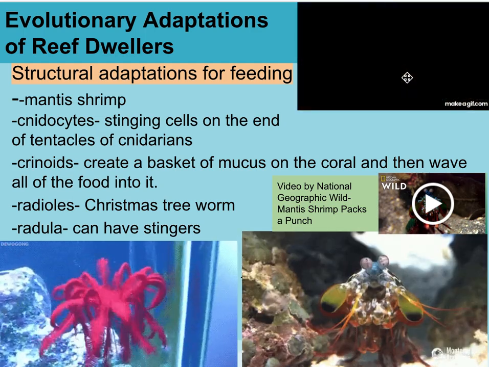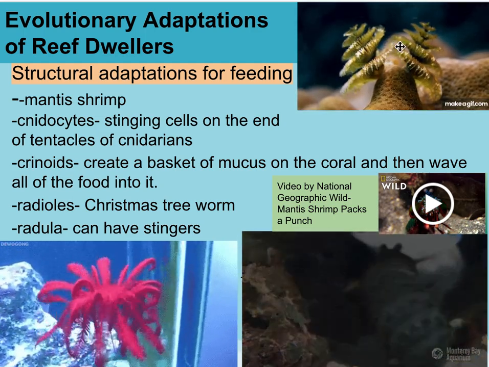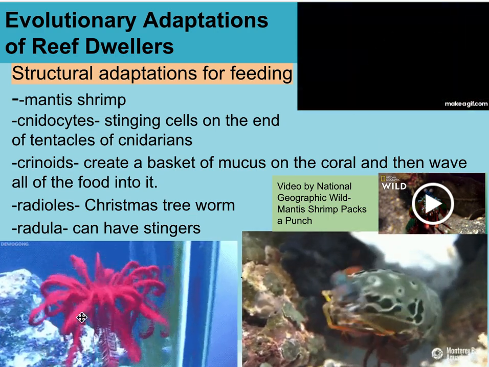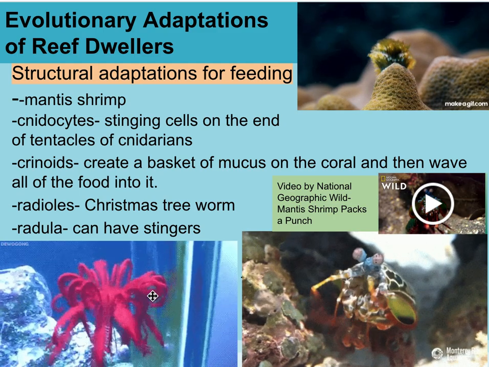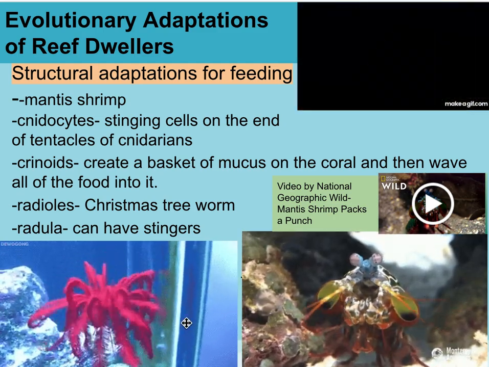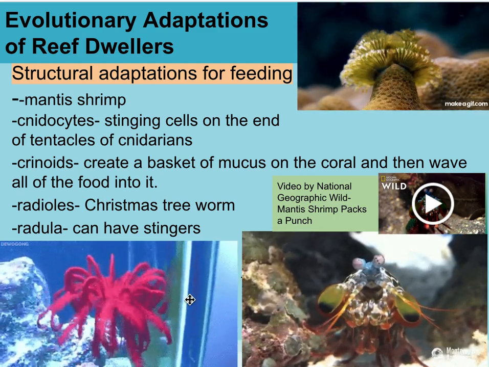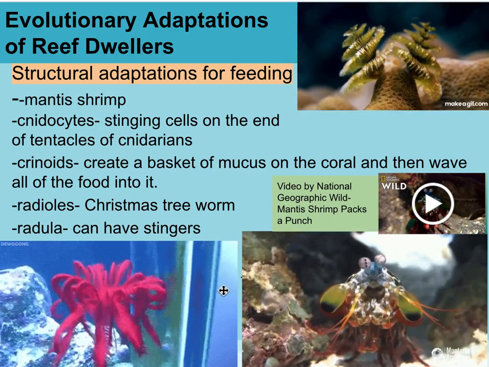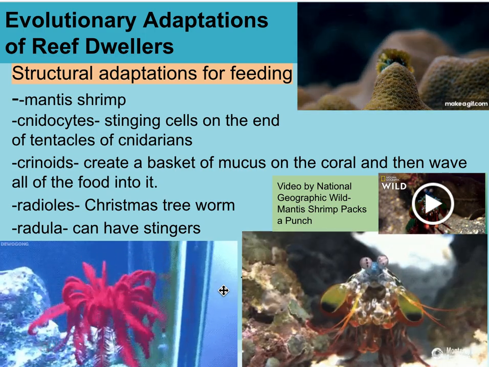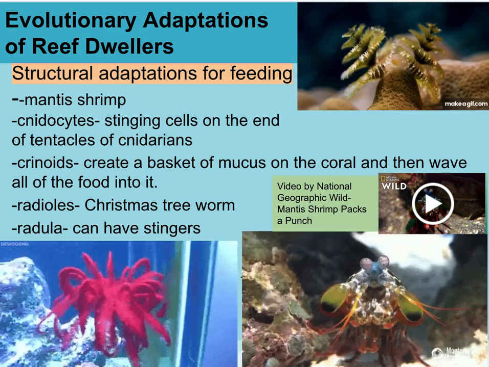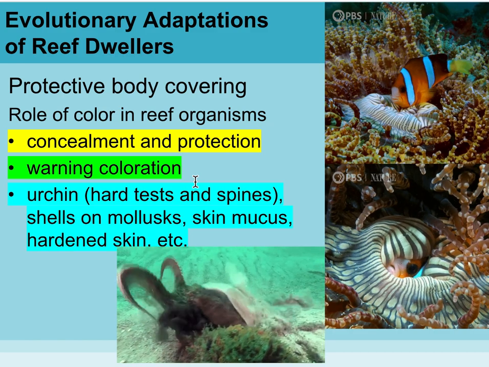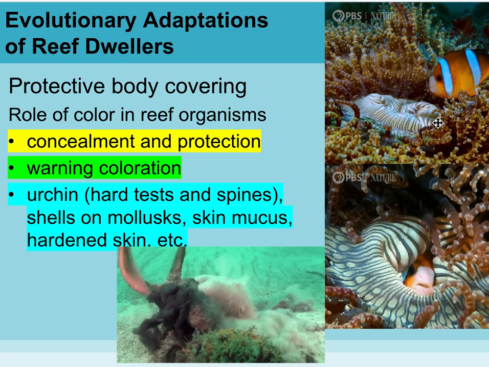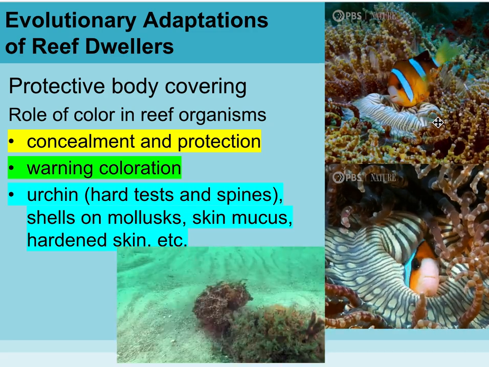Here are Christmas tree worms that come out and they swing around these different stinging cells that sweep and kill what it wants to eat. And here is a crinoid. The first time I saw one of these swimming in the Great Barrier Reef, I thought I was going crazy. And it creates like a tent around its food and uses a sweeping action to move food into its mouth.